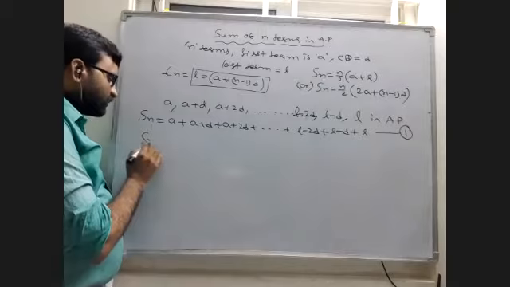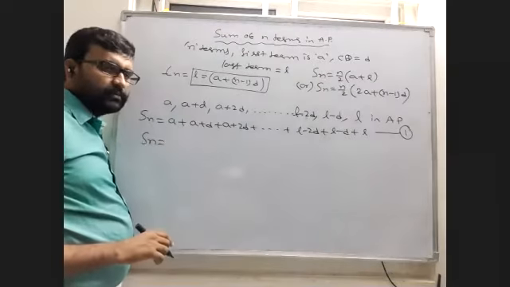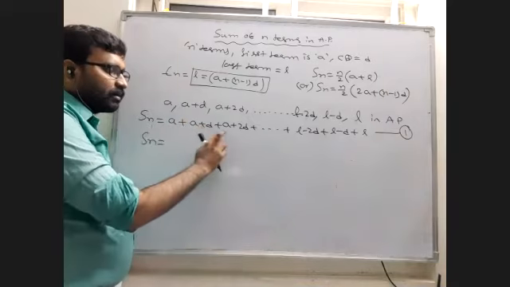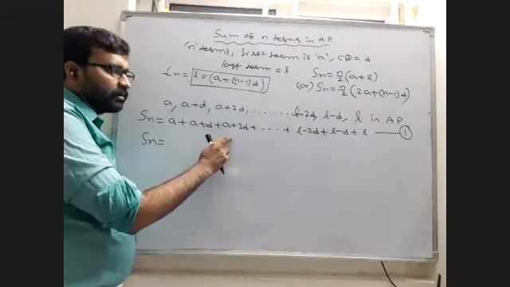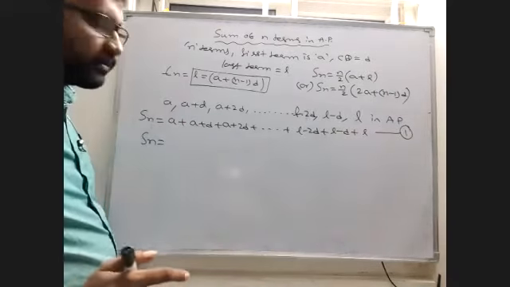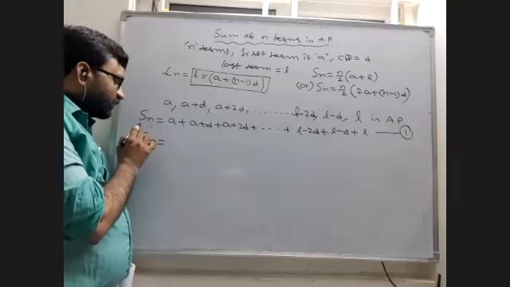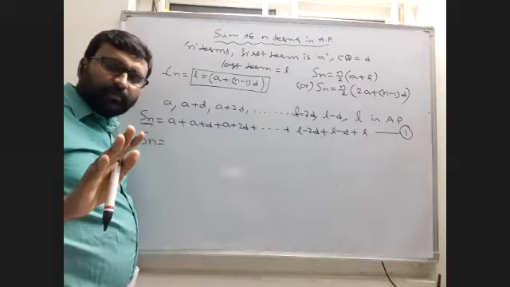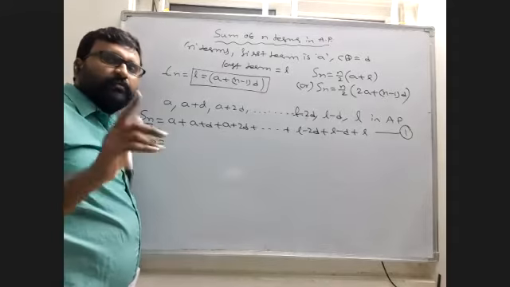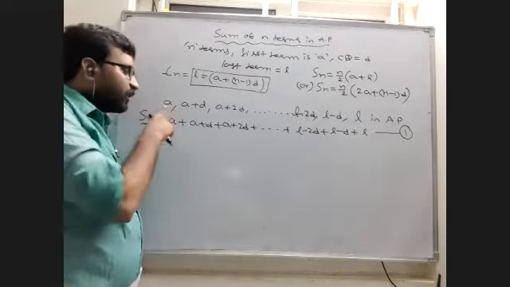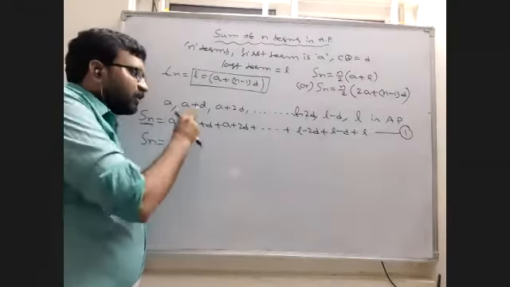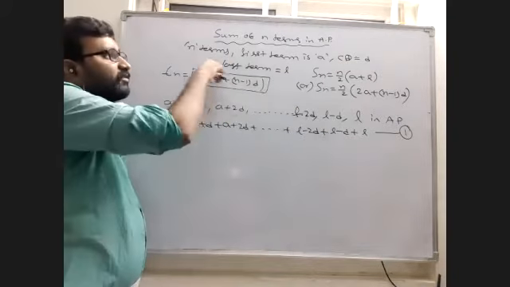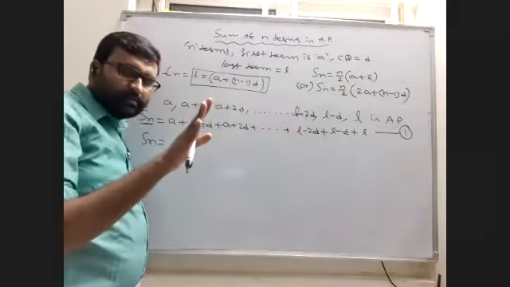Can you explain from there once again? From where? Sn is equal to... Sn means what? They have given a progression. What progression? With the first term A, with the common difference D, with the last term L, with the number of terms N, given as one series. This is the series.